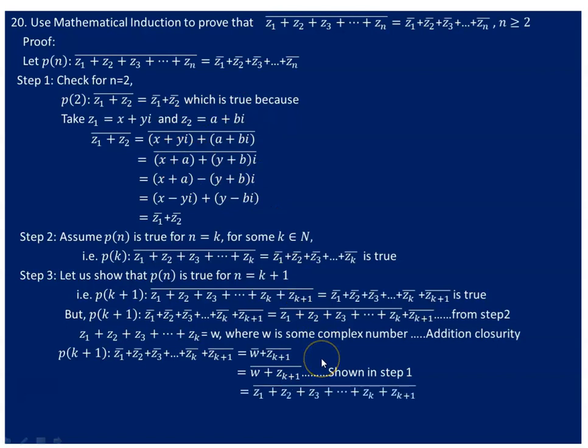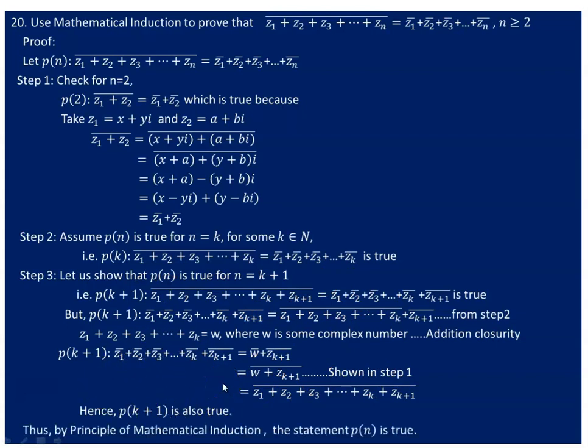So what we can have next is that w is nothing but equivalent to the sum of these k complex numbers z1 up to zk. So copy this one, paste here in place of w, so we can have this one. So look, zk plus 1 is obtained here. So what we were planning to see has been obtained here. Our interest was to show this one, so here we obtain that. So we can say that p of k plus 1 is also true.